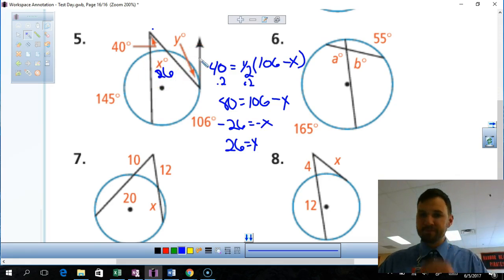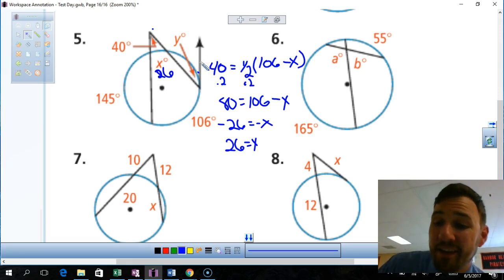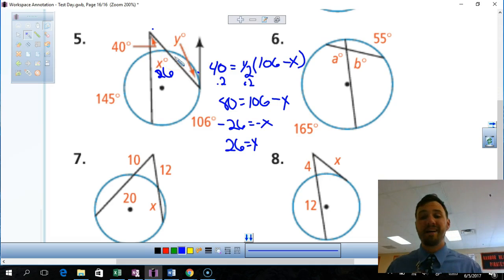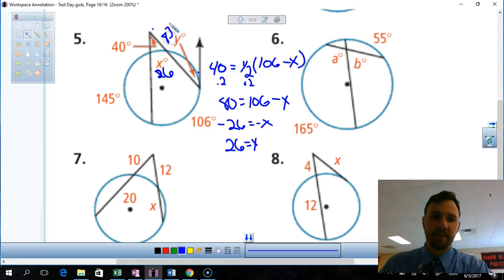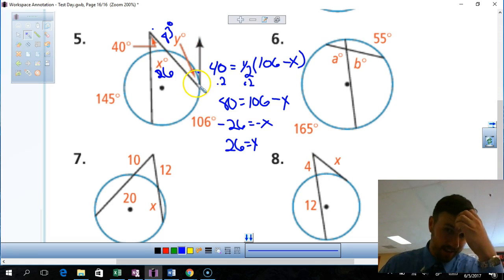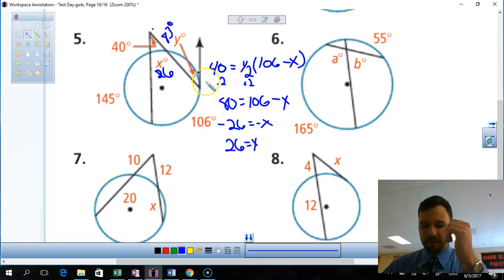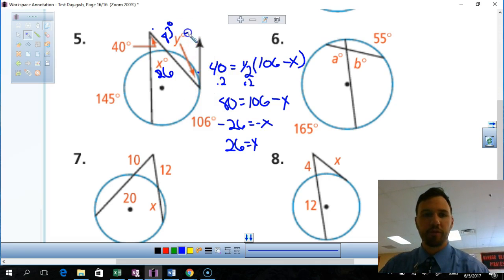Alright? Now if that is 26, then I need to find this arc. And this arc is going to be whatever is left over when we subtract the other 3 arcs from 360. So you go 360 minus 145 minus 106 minus 26. And I got this arc was 83 degrees. If that arc's 83 degrees, y is half of that, because it's on the inside, just like we did with the earlier one. So 83 divided by 2 is 41.5.